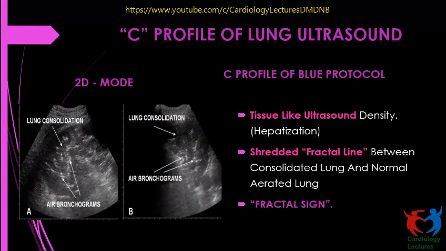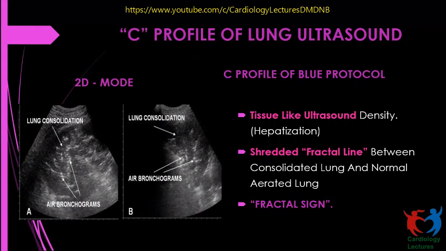Coming to the C profile of the lung ultrasound. In the C profile, the lung becomes like a solid organ. Usually it is an aerated organ, but it becomes a little solid. So what sonologists usually call hepatization of the lung. So there is a comparison, something comparable there in the lung field.